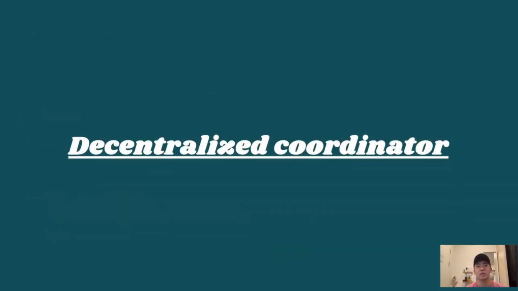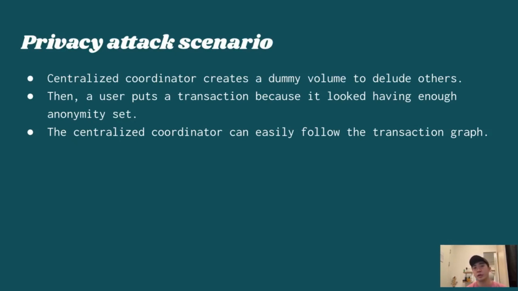The next part is decentralization. The reason why decentralization is important in Zkopru is that there exists an attack vector to hack the privacy. For example, a centralized coordinator creates a dummy volume to delude others. Then, a naive user puts in a transaction because it looked like enough anonymity set had been created. Then the centralized coordinator can easily follow the transaction graph.